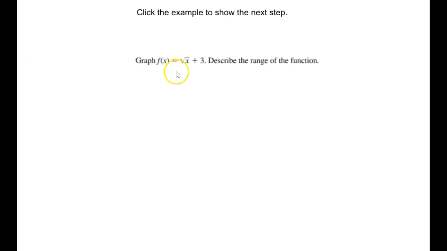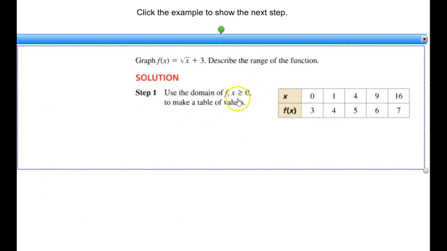So now let's graph this function and then describe the range. I can pick some values that I know to make my table. When I plug in 0 for my x, I get 0 plus 3. If I plug in 1, the square root of 1 is 1, plus 3 is 4. If I plug in 4, the square root of 4 is 2, plus 3 is 5. If I plug in 9, the square root of 9 is 3, plus 3 is 6. And if I plug in 16, the square root of 16 is 4, plus 3 gives me 7.